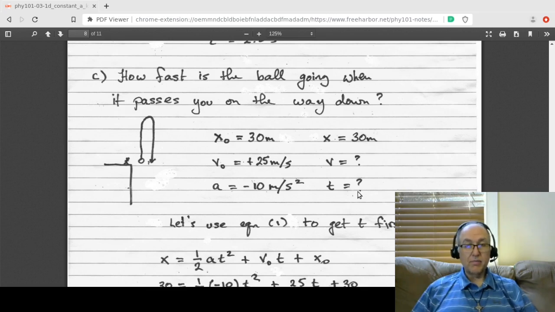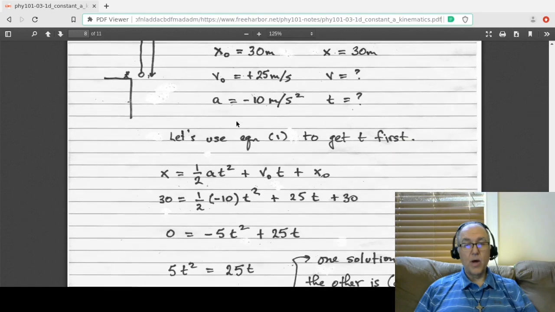You can almost guess what the time is going to be too. The reason is, if it takes 2.5 seconds to go up, guess how long it takes to come back down? 2.5 seconds. So 2.5 seconds plus 2.5 seconds, 5 seconds. So t here will actually turn out to be 5 seconds. We'll see that in a minute. Now you take a look at this and you go, well, which equation do I want to use? I mean, you could try several different things. You could use equation 3 and so on. But you know what? Let's start off by actually using equation 1.